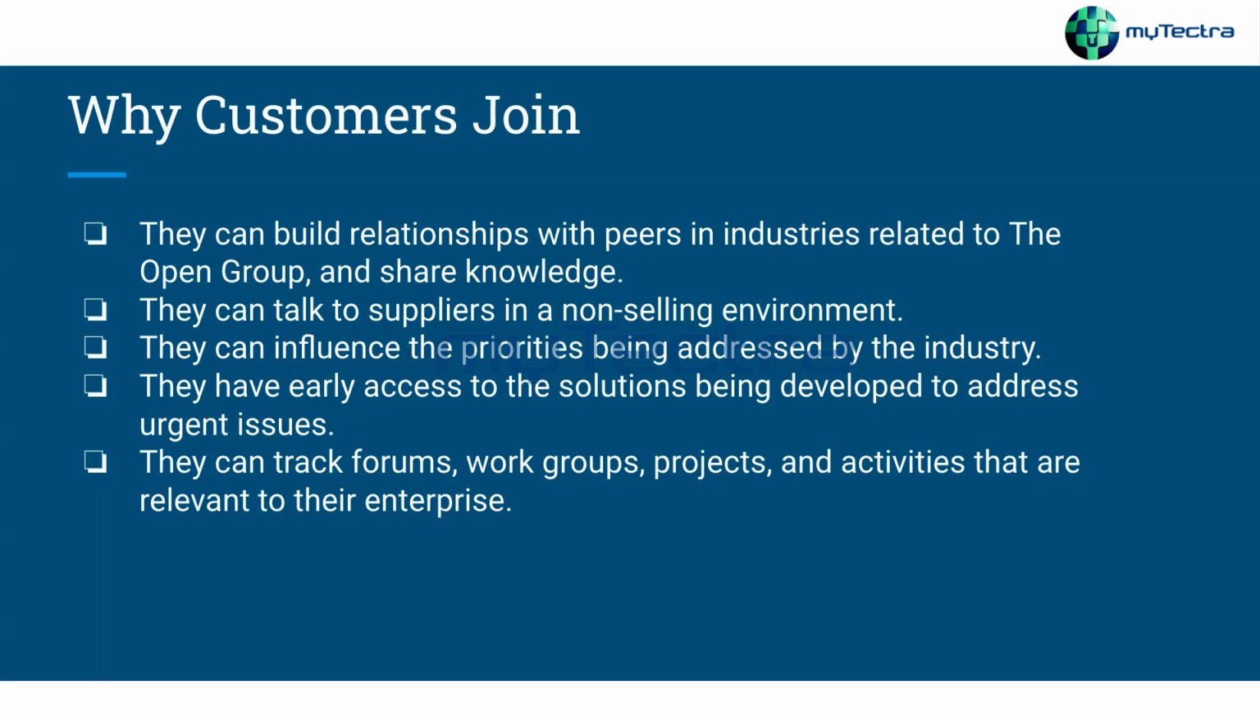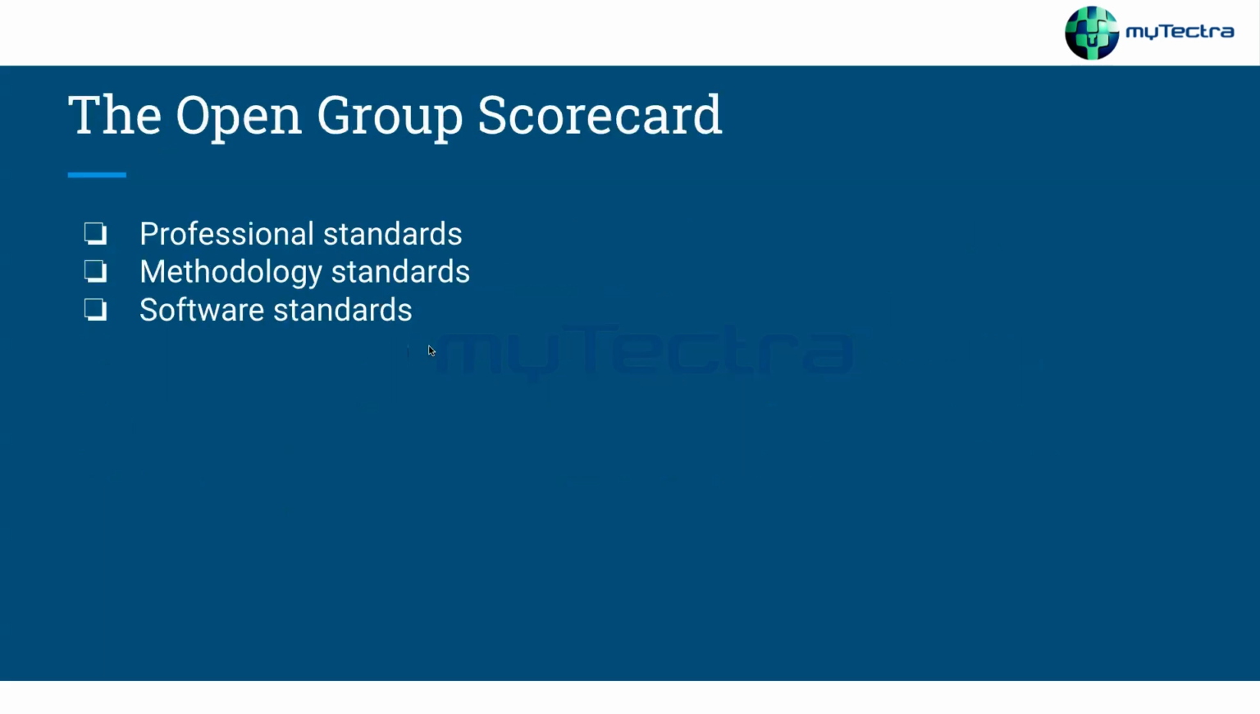Yeah. So next, they have scorecards in multiple streams. They have professional standards, they have methodology standards, and they have software standards. The professional standards focus on skill development, as I said. They have the Open Group Certified IT Specialist Program, the Open CITS Program. They have the Open Group Certified Architect Program, the Open CA Program. They also have professional level certification programs. So they have multiple. That is their professional standards focus.